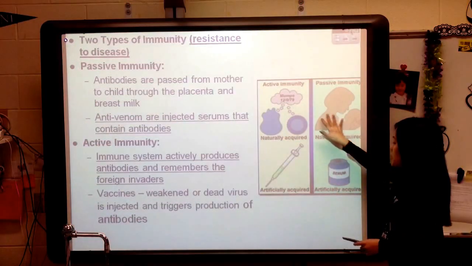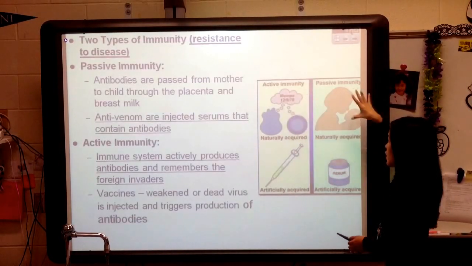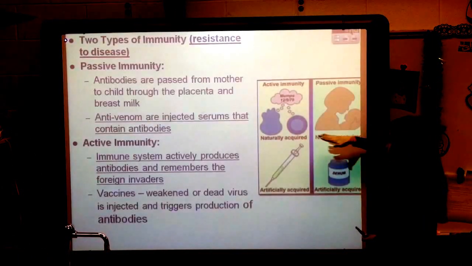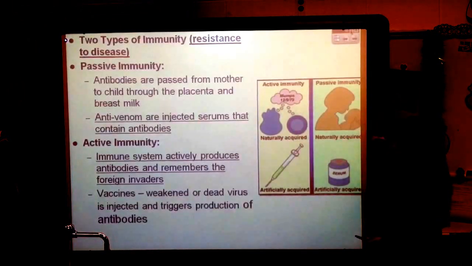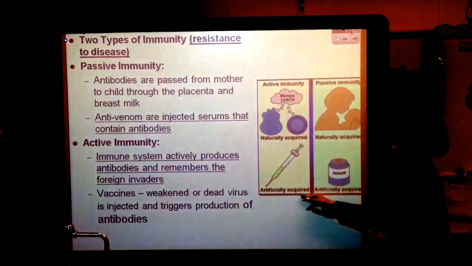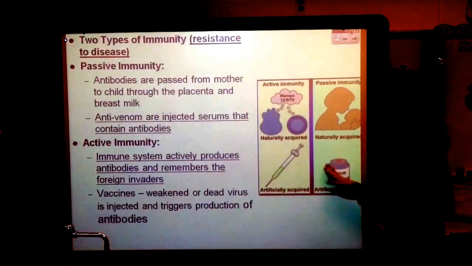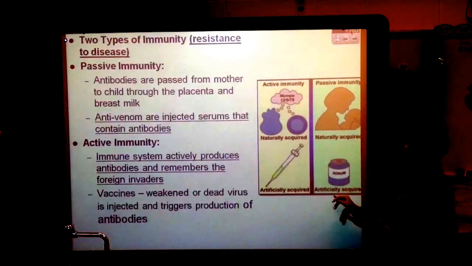So notice in this picture that it says it's dividing our active immunity and our passive immunity, and it's telling you that the top two are naturally acquired immunities, how your body can naturally get this, or there's ways to artificially get that immunity as well. So for passive immunity, getting it through breast milk, through the placenta, is a natural way to get that type of immunity. But getting through a serum or an anti-venom is going to be artificial.